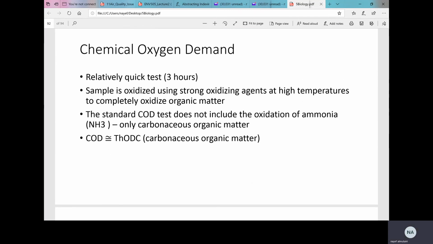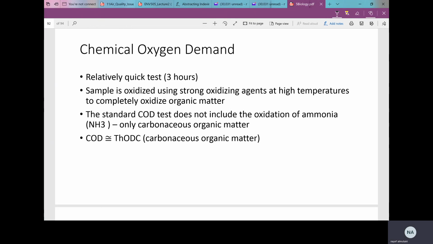Chemical oxygen demand. Now, the difference between BOD and COD: BOD uses the oxygen to degrade the organics. So the bacteria are breathing the oxygen to degrade the organics. This is the oxygen consumption as BOD. Now, COD, there is a strong oxidizing agent that will degrade the organics inside the sample. And this process is called chemical oxygen demand.